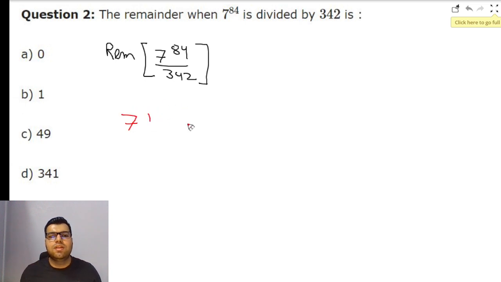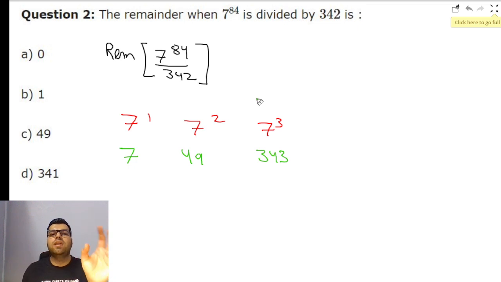7 raised to power 1, 7 raised to power 2, 7 raised to power 3. So I'm increasing the pace now, okay? Because I feel you people are understanding. This is 7, this is 49, this is 343. So this thing 343 will be helpful to us. So all I need to do is break the power 84 into multiples of 3. So here fortunately 84 itself is a multiple of 3.